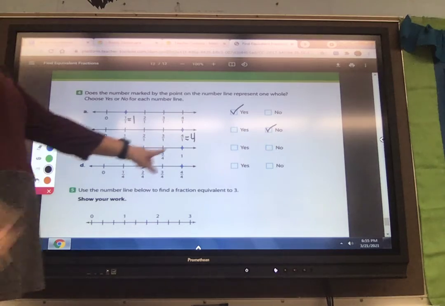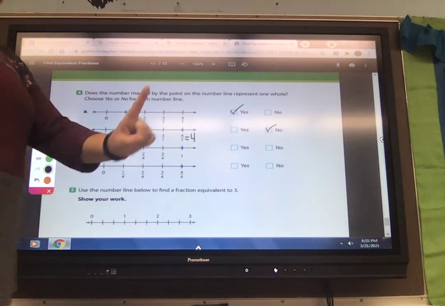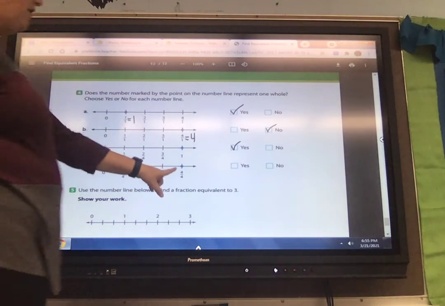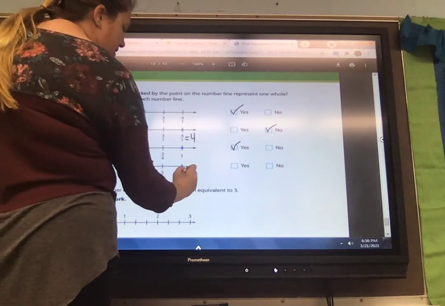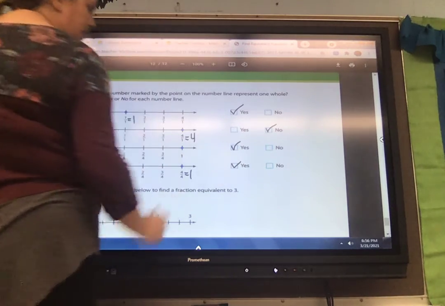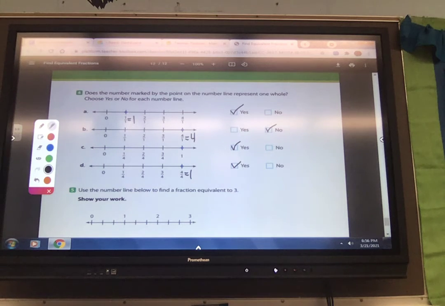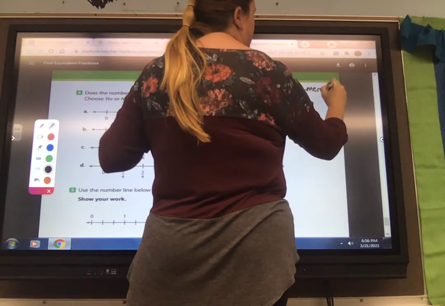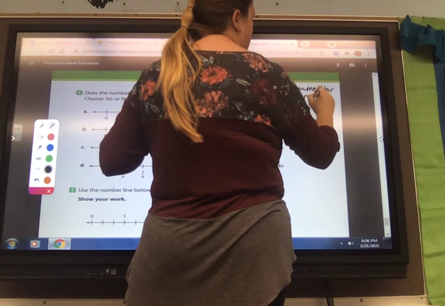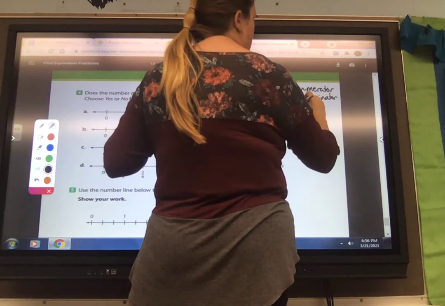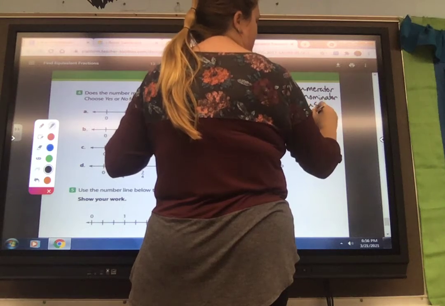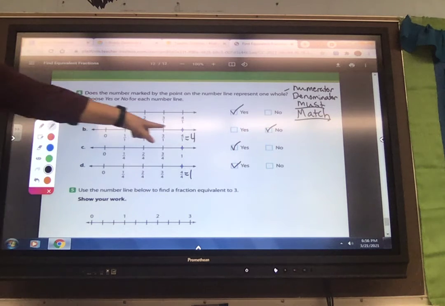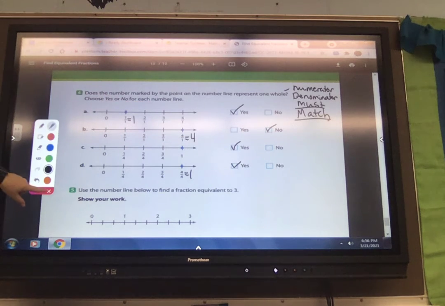Look at C. 1. Does 1 represent 1? Why, yes. 1 is 1. D, 4/4. My numerator and my denominator match, so it does equal 1 whole. Remember, to equal 1, your numerator and your denominator must match. They have to match to equal 1. Now this represents 4, but not 1, and we wanted 1.